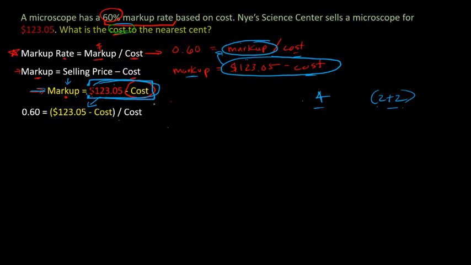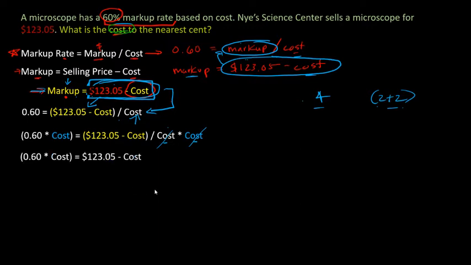From here, and that's the difficult step, just doing that substitution. From here, it'll probably be a little bit more straightforward. You just need to solve. So notice I've got 0.60 equals the quantity of 123.05 minus cost over cost. So to simplify, I'm going to multiply both sides of my equation by cost. On the right-hand side, if I'm multiplying and dividing by cost, that cancels out. I end up with 0.60 times cost equals 123.05 minus cost.